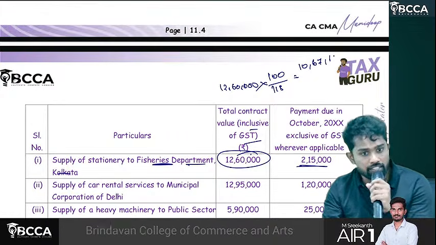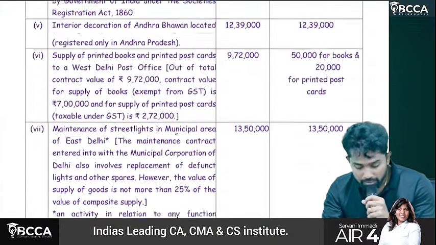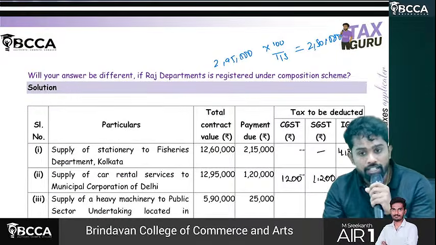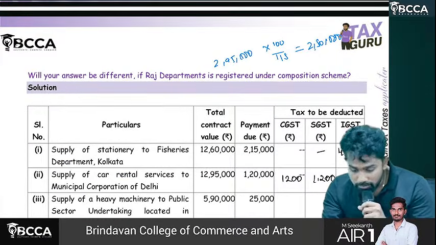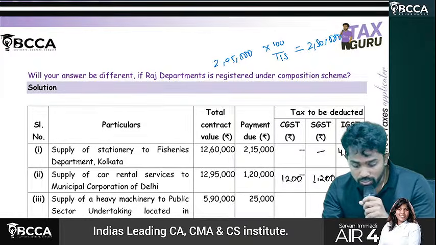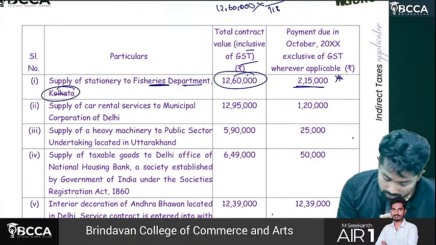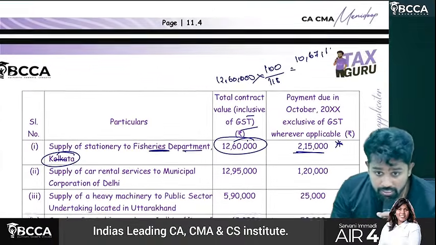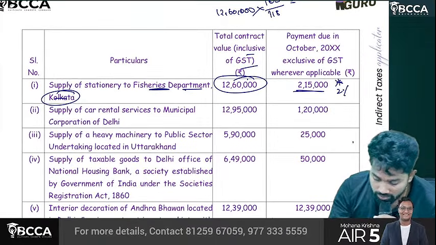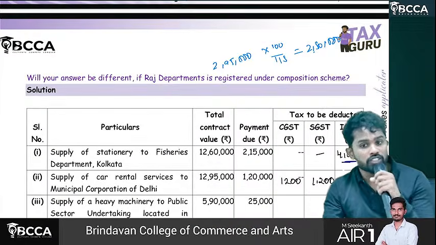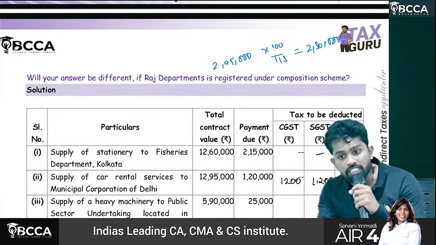So in any way we think that TDS should be applicable. But in the answer they wrote what? They didn't even mention any TDS amount. Actually they should have mentioned how much, sir? This amount. What amount, sir? This 2,15,000. On that, how much TDS to be collected, sir? Since Kolkata, Delhi, interstate, IGST. So 2,15,000 into 2%. How much TDS should have been collected? 4,300. But in the answer they didn't mention anything.